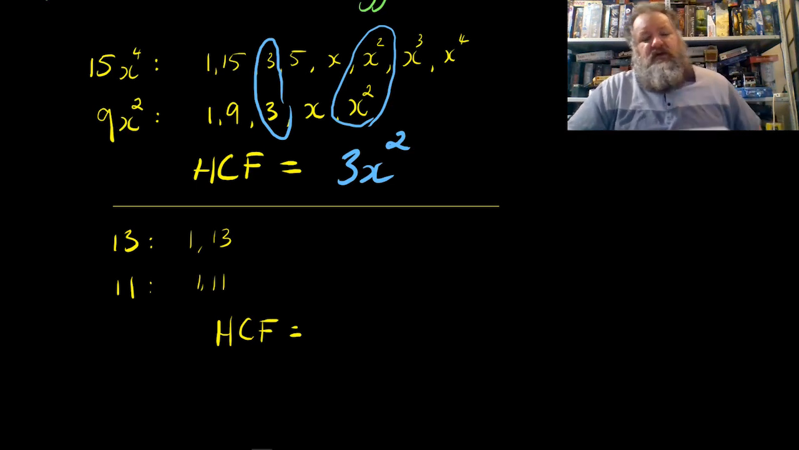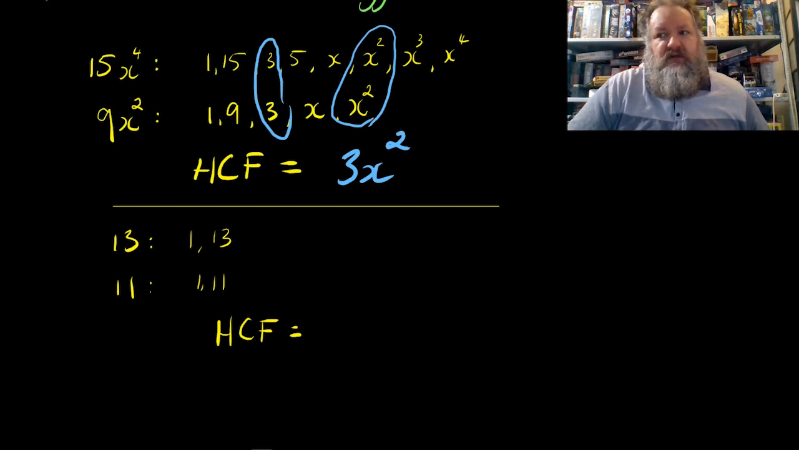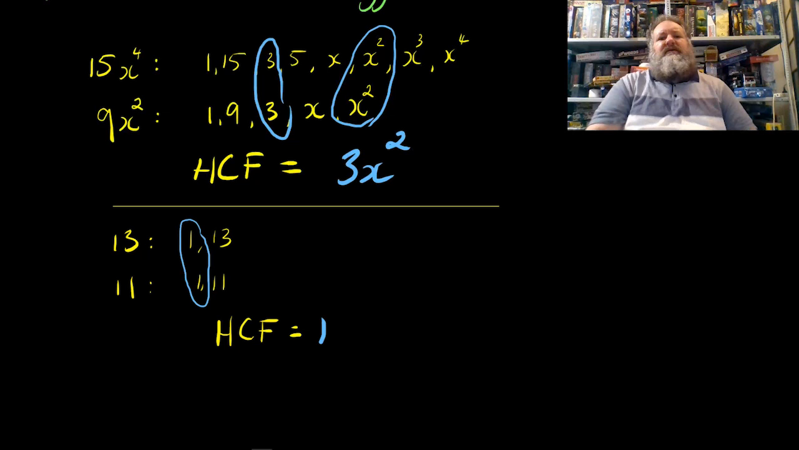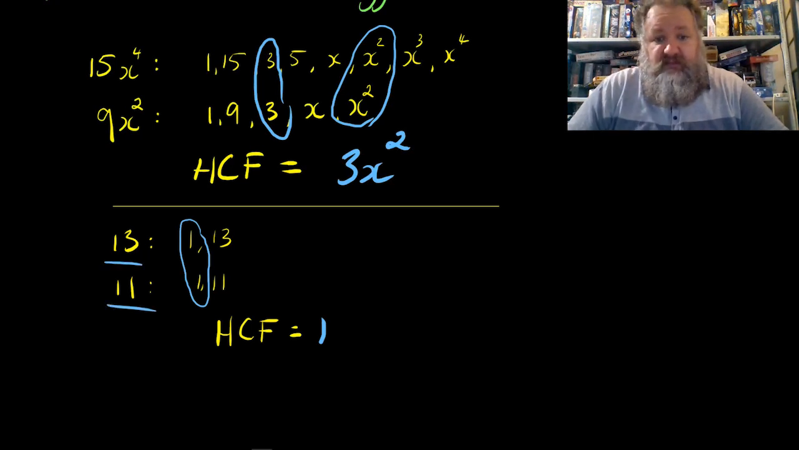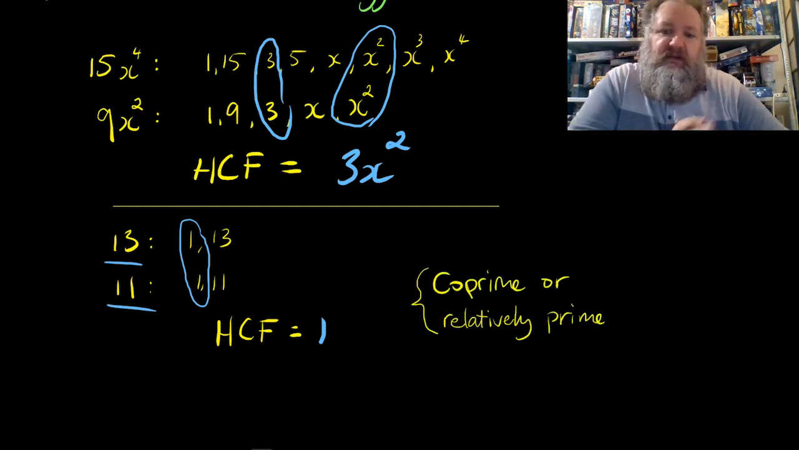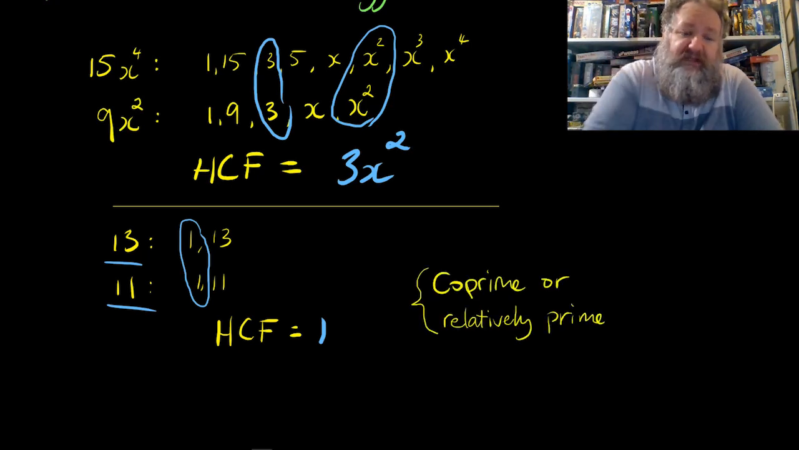So when I go to write the highest common factor, what do I write? Well, they do share a 1. So is the highest common factor of 1, is that a thing? Well, it is. It's the highest common factor. But what we would call 13 and 11, or any two numbers, is a special term. We would call them coprime or relatively prime.